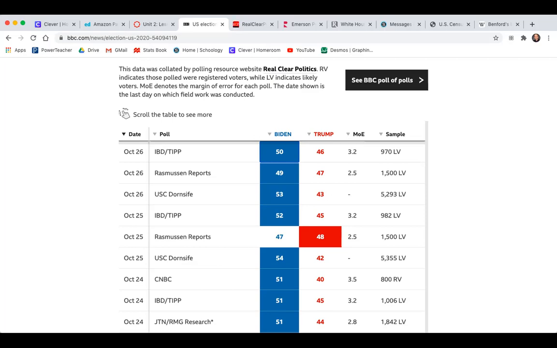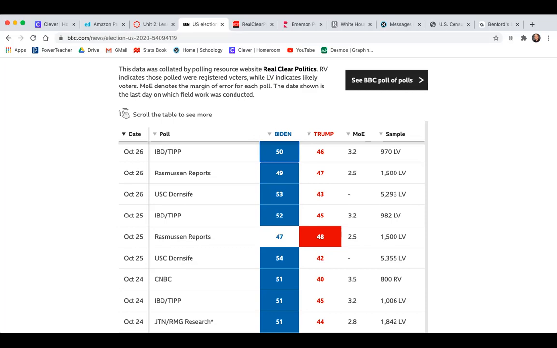MOE refers to the margin of error. They have a margin of error in this poll of 3.2%, and they sampled 970 likely voters. Always important to know that you want to look at the sample size. Like this sample here asked 5,000 likely voters, so that's certainly a lot more than 970. But they didn't provide a margin of error. So that's interesting. You would want to know why.